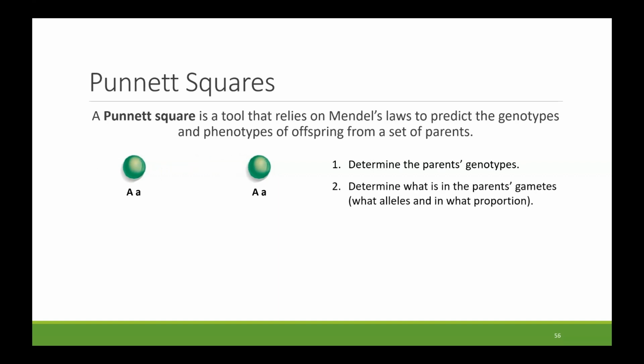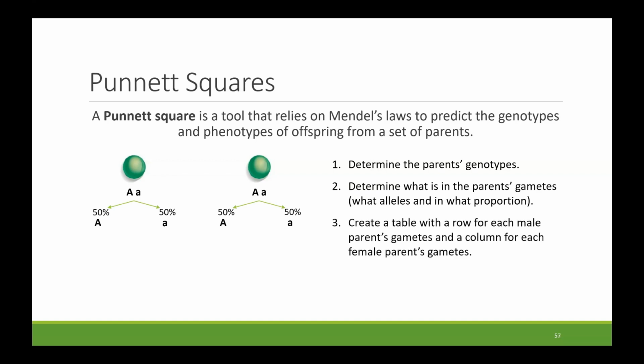Step 2 is to determine what is in the parent's gametes, their reproductive cells. So what alleles do you find in there and in what proportion? And as we discussed during meiosis, the chromosomes will get separated, and half of the gametes end up with the dominant allele, and the other half end up with the recessive allele. And this is true for both parts of the plant. It's true for the pollen, and it's true for the ovules as well. Both have a 50-50 mix of dominant and recessive alleles. So there are 2 equally likely possible gametes for each parent.